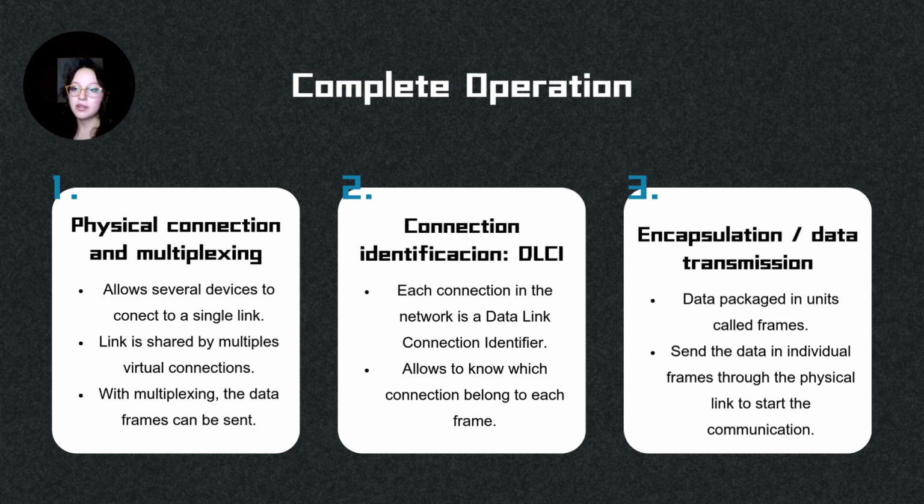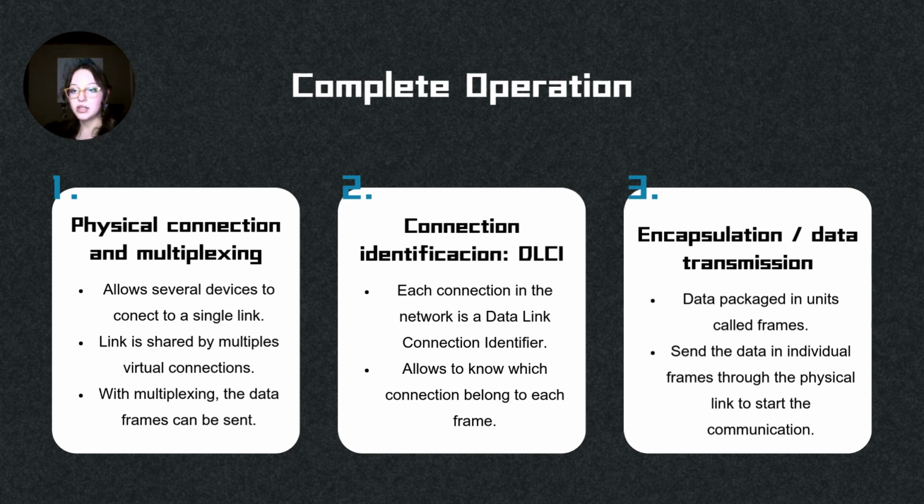Then the second step is the connection identification, the DLCI, the tool I already mentioned. Each logical or virtual connection within the network is identified by a 10-bit data link connection identifier. This tool is used to correctly address each data frame to its assigned virtual channel on the shared link. This allows the network routers and switches to know to which virtual connection each frame belongs. And now we have the third step, the encapsulation and data transmission process.